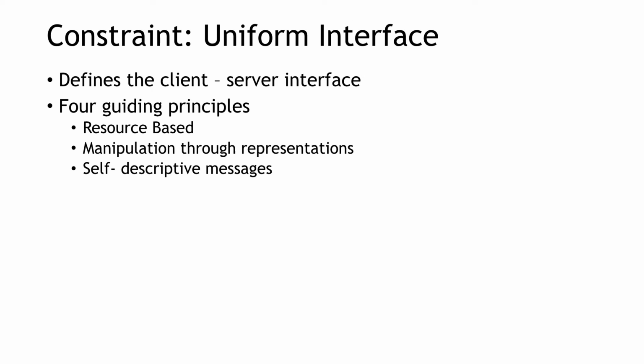Let's just take a look a little bit more on the constrained uniform interfaces. We already have seen that we define a client-server interface, and we have 4 guiding principles here. We have pointed out it must be resource-based. Manipulation is being done through the representations of the objects. So this means if I want to change something, I need to be using the representation of the object to execute that change. And the messages in themselves are self-descriptive.